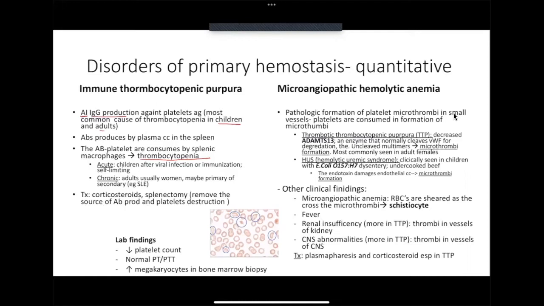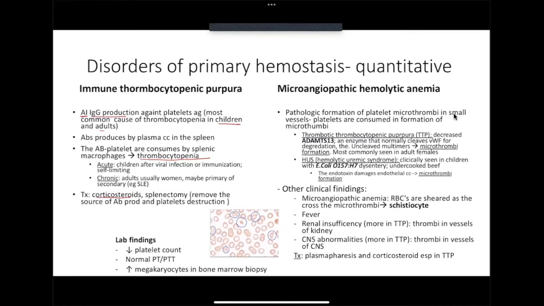The treatment of this is corticosteroids, which is the main treatment for most autoimmune diseases, and then a splenectomy in severe cases, so that you're removing the site of production and the site of destruction for the platelets and the autoantibodies.